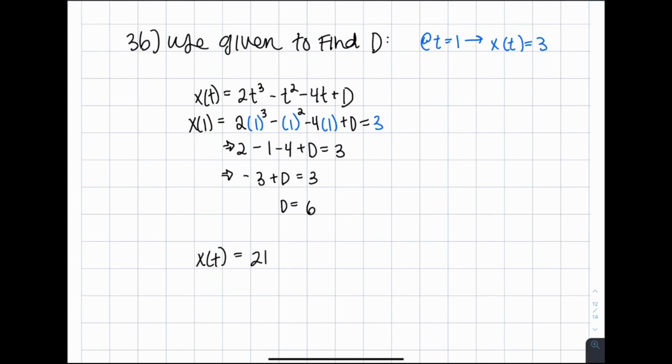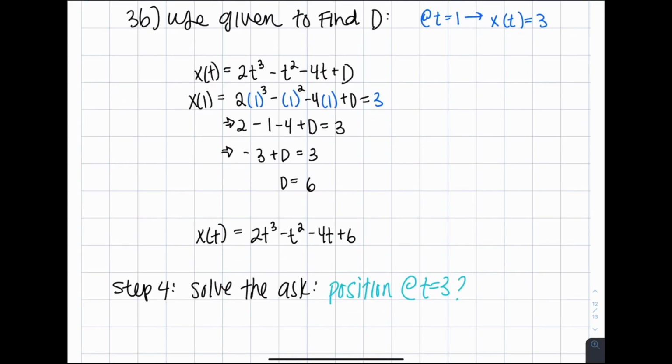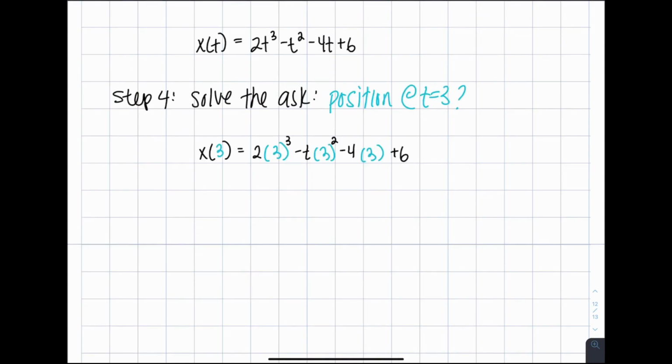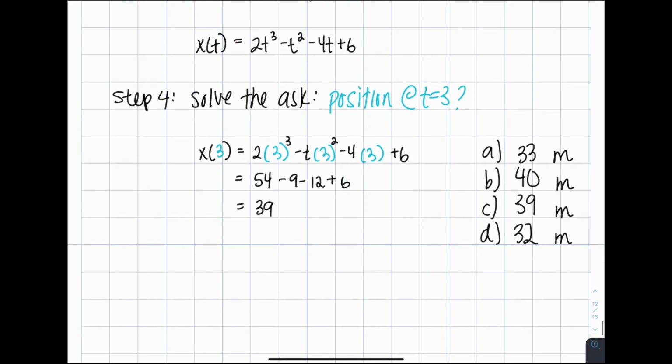So we end up with a good looking function, but now what? The ask was to find our position at t equals 3 seconds. And now we can actually do that. We have the position function in terms of t, so all we need to do is sub 3 for t. And we find that the particle is at 39 meters at 3 seconds, or option C.